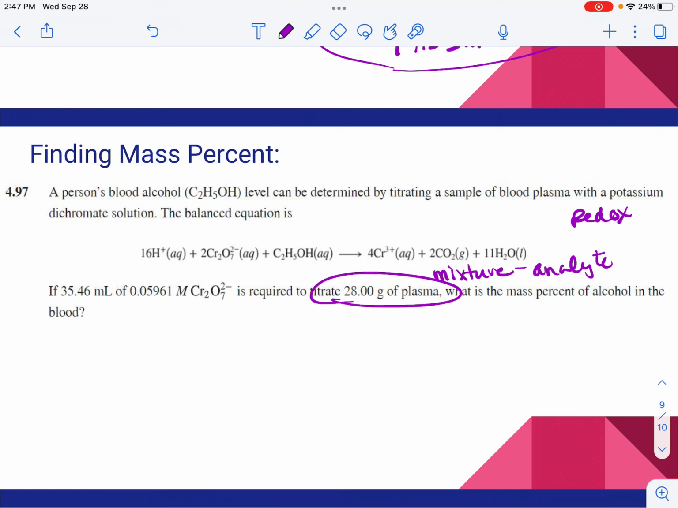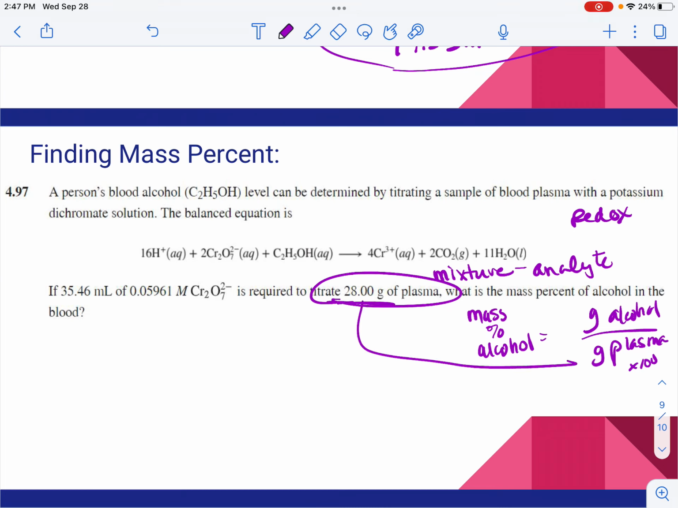So picture working backwards: that mass percent of alcohol will equal grams of alcohol over grams of plasma or grams of blood, right? Times 100 to make it a percent. So in order to solve this, what do I know already? I know my grams of plasma. They're going to go in the denominator. I have to do stoichiometry to find grams of alcohol.